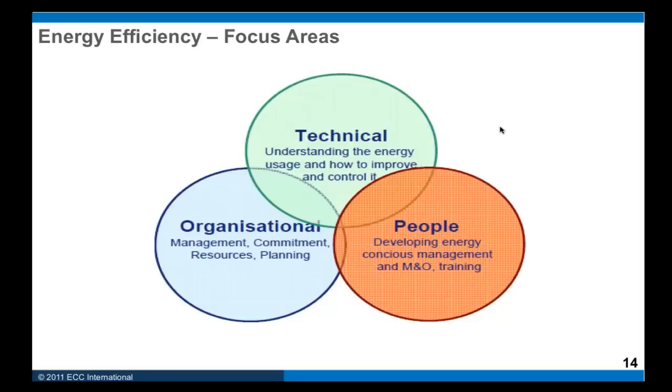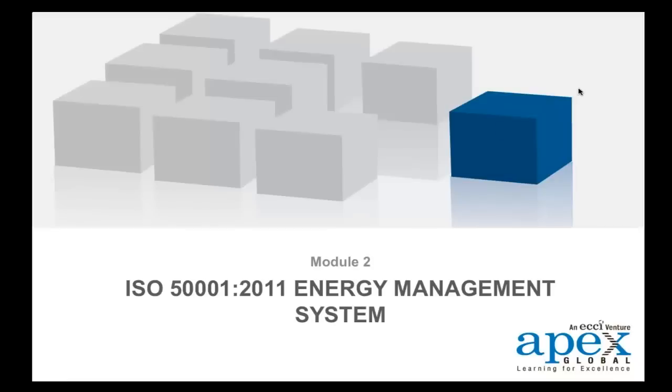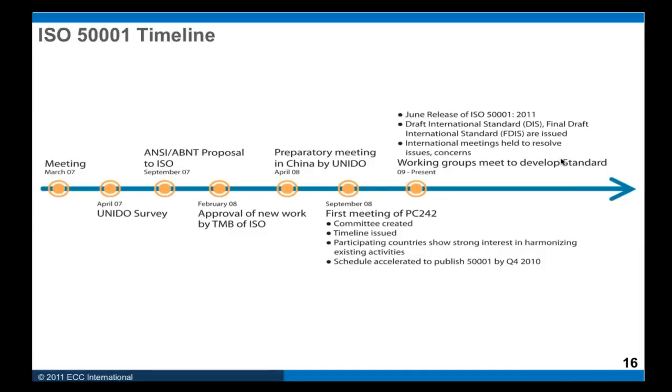So now, having talked about all the setups or the basic things that need to be in place for a successful energy management system, I'll take you to the ISO 50001, which is the topic for the day. A quick timeline perspective: typically, it takes 3-4 years for any ISO standard to be developed. By the way, there are about 20,000 plus ISO standards in the world today.